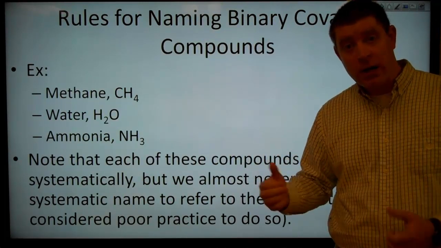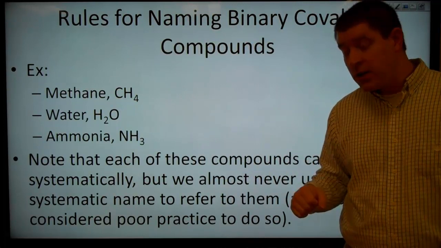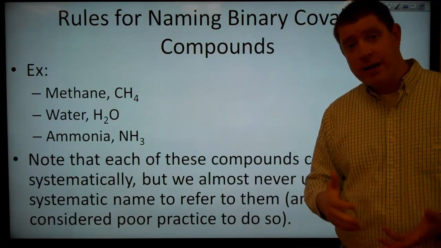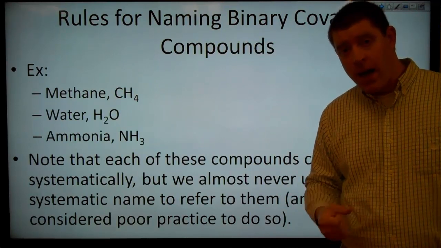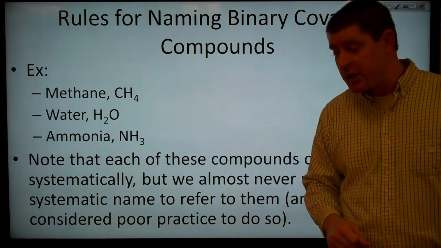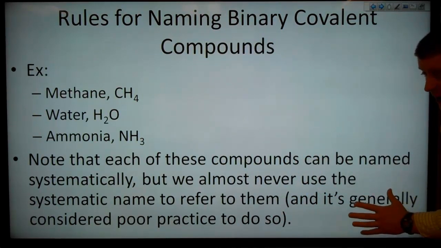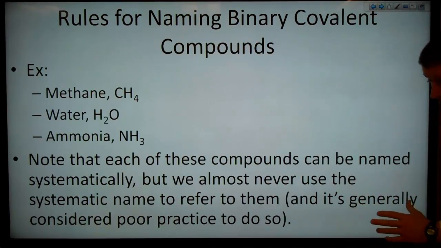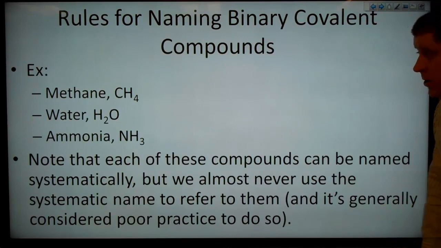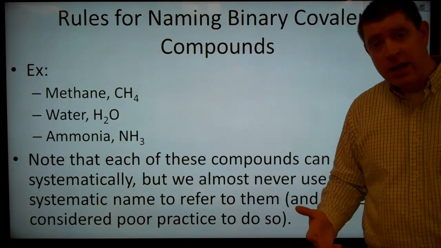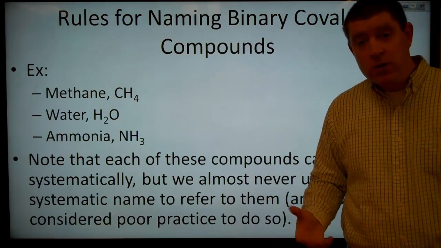They were named hundreds or thousands of years ago, and thus we didn't know their chemical structure. We didn't know what elements were in them, so we couldn't name them systematically, and these names are so common that they've stuck. So note that each of these compounds can be named systematically as well, but we almost never actually use the systematic name to refer to them, and it's generally considered poor practice to do so. We could call water dihydrogen monoxide instead, but nobody really uses that term.